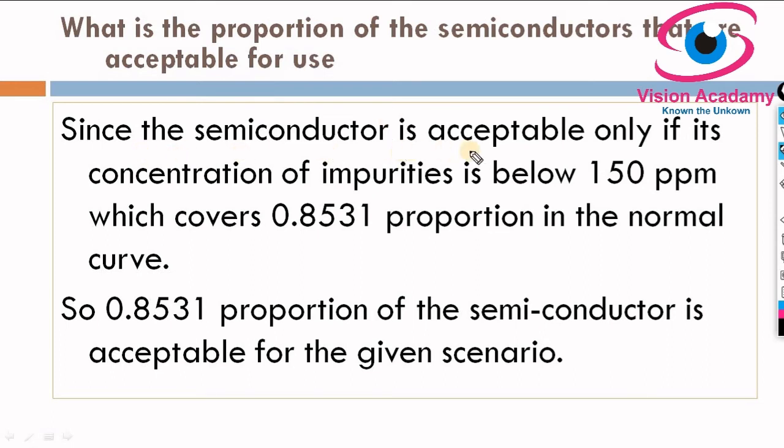Since the semiconductor is acceptable only if its concentration of impurities is below 150 parts per million, anything below 150 parts per million is acceptable. And the normal curve covers 0.8531, which means 0.8531 proportion of the semiconductors is acceptable in the given scenario. I will show you how this proportion comes.